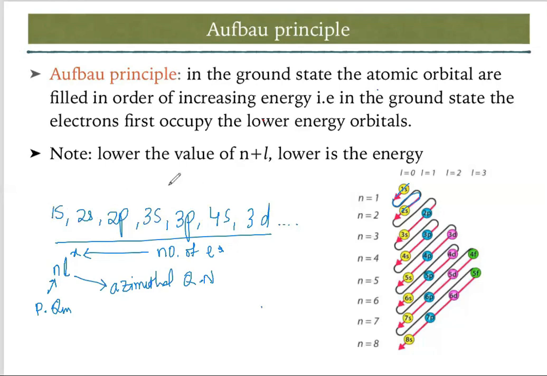For s, l is equal to 0. So I'm writing here n plus l. What is the value of n plus l here? 1 plus 0, so that is 1. Now here 2 plus 0, that is 2. Here 2 plus 1, that is 3. Here 3 plus 0, that is 3. Now how can you identify which one has higher energy? If n plus l is the same, then you have to go for n. If n is more, then that has higher energy. So for 2 plus 1 and 3 plus 0, both are 3, but n is more for 3s, so 3s will have higher energy than 2p.